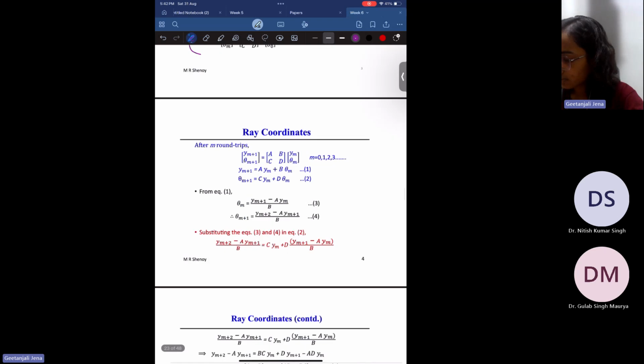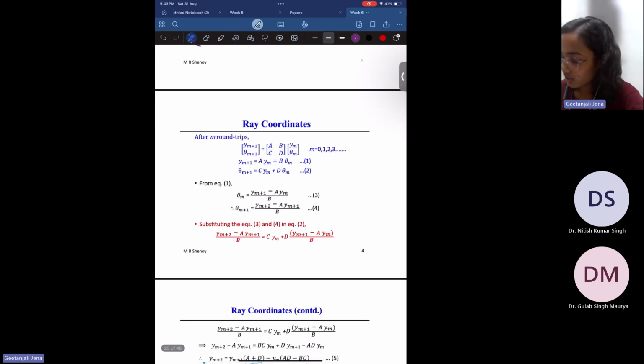Now, these are some equations to find the resonator stability condition. So to find the resonator stability condition, we have to express Ym and theta m in terms of only one parameter. Either take Ym or theta. So let's replace theta by y. So these are relations we have already seen. That is, Ym plus 1 is related to Ym, theta m by the ray transfer matrix ABCD. So from this you can easily find these two relations by multiplying row by column.